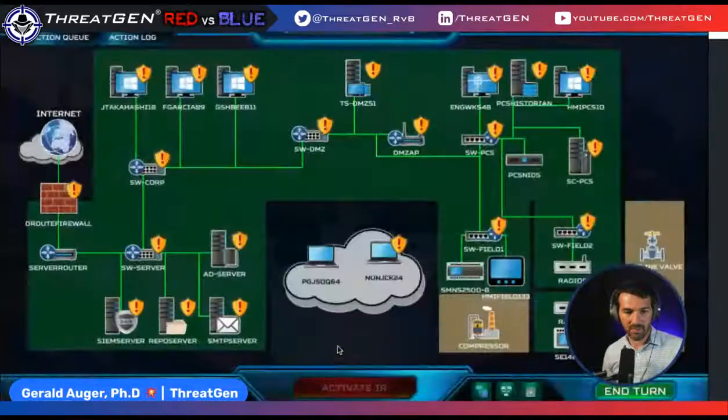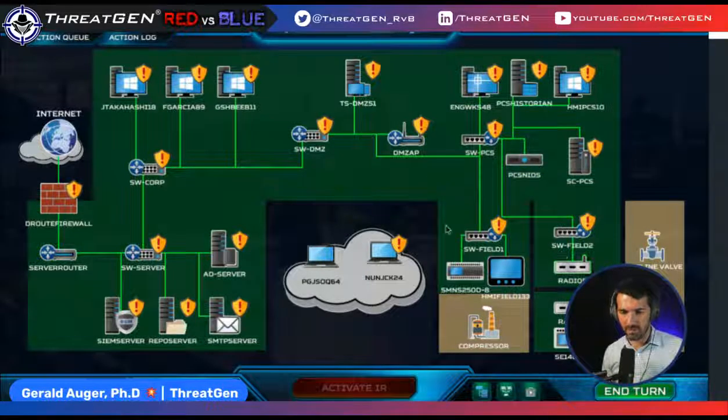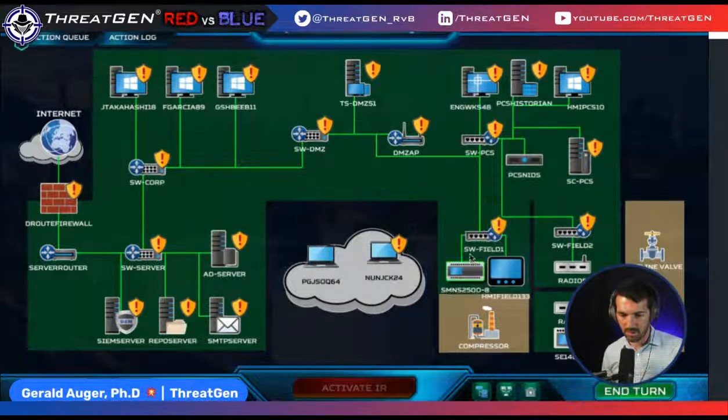Did we find anything when we threat hunted? It was kind of anticlimactic. Anticlimactic? Okay, so one of these devices was getting popped. So let's patch and harden in front of it. We got one asset left here.